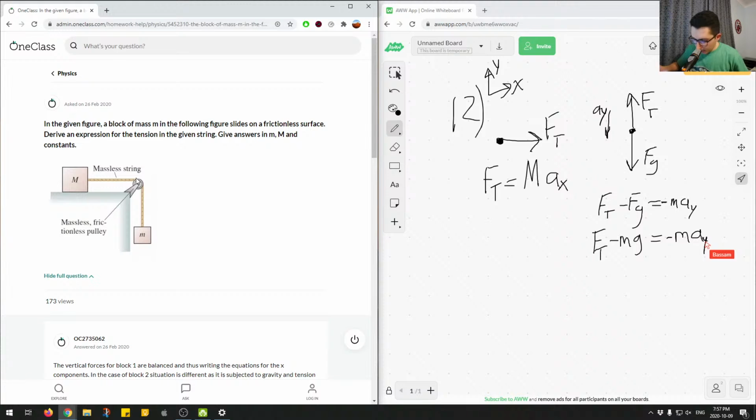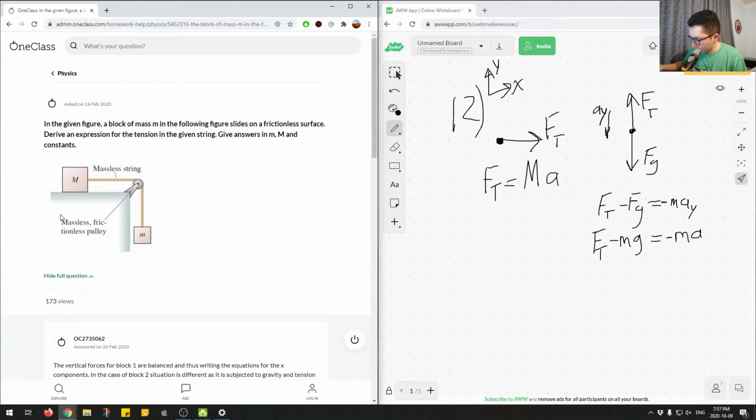So we know ax will equal ay because the rope is connected here. So we know if the lower mass accelerates, this mass will also accelerate at a similar acceleration. So we'll just represent this by a, with no subscript. So we'll just erase the subscripts because we know they're the same. Alright.